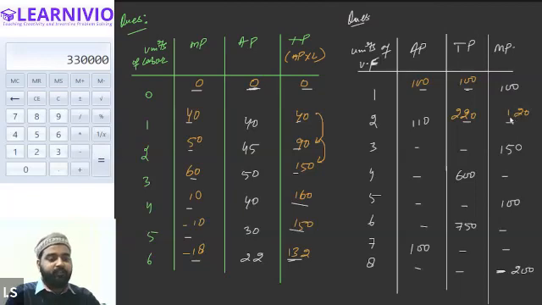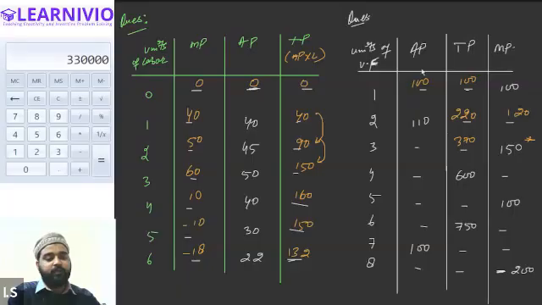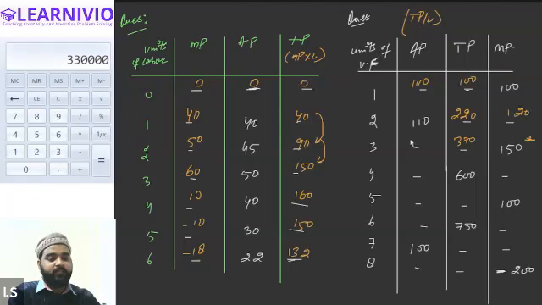Now at the third unit of labor, we have the marginal product of 150 units, that means extra production. Marginal product simply means the extra production. So if production rises by 150 units, total production will now be 370. To find the average product, we divide total product by the quantity of labor. So 370 divided by 3 is 123.3.